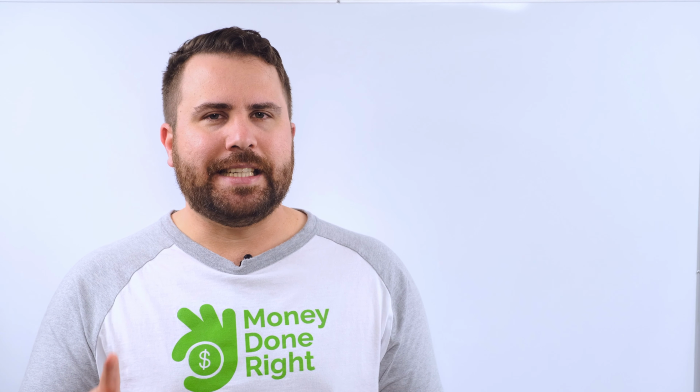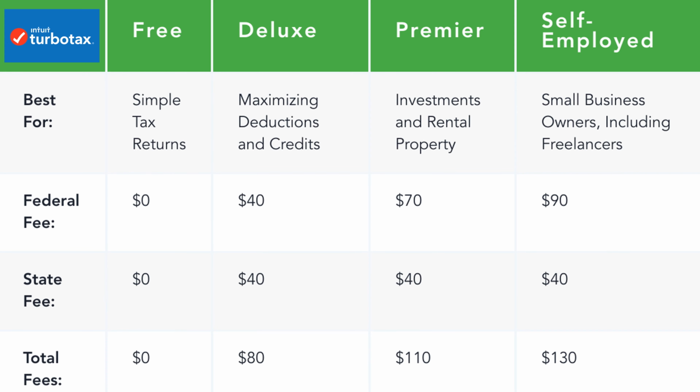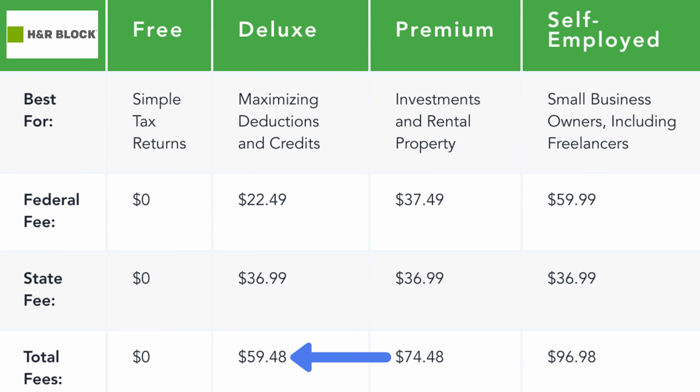Now, TurboTax is many things, but cheap isn't one of them. As you can see in the table, the least expensive paid edition will set you back $80, and the most expensive will set you back $130. Compared to H&R Block's range of about $60 for the lowest price point and $97 for the highest price point, TurboTax definitely comes at a premium. Next, I'll give an overview of each of the TurboTax plans.